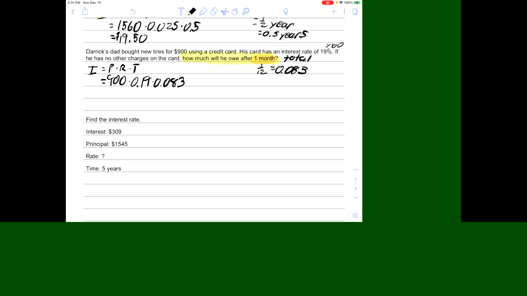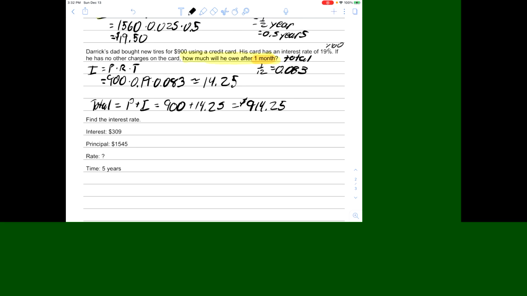When I multiply that, I get a decimal that I'm going to have to round, which is 14.25. Now, this is my interest. To find my total, I have to do the principal plus the interest. Well, my principal, that was still 900. My interest is about 14.25. So my answer is that after a month, Derek's dad is going to owe approximately $914.25.